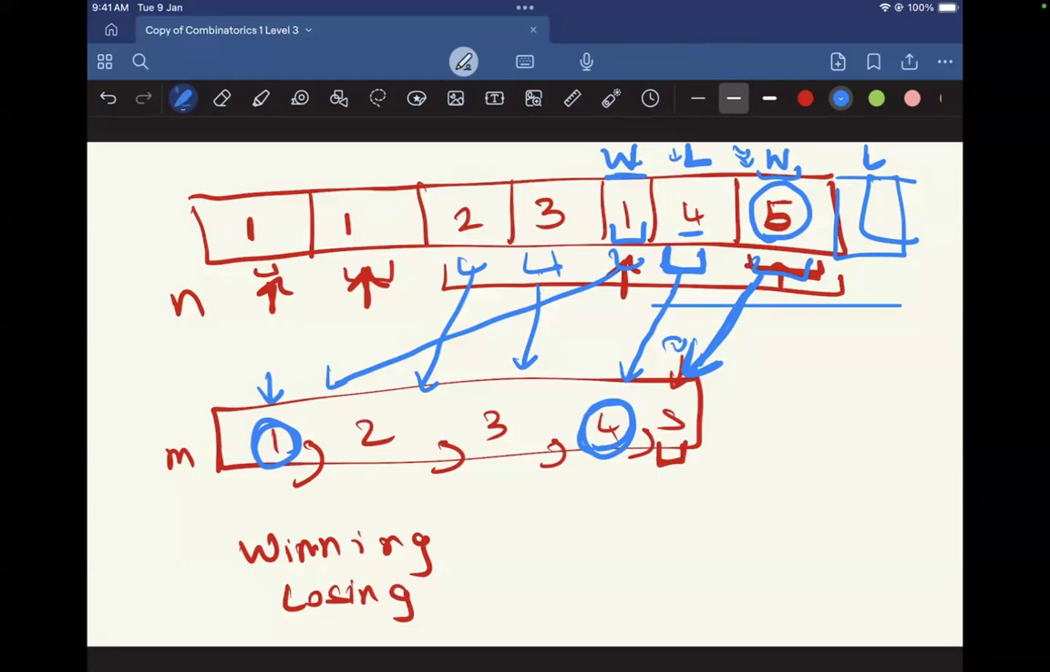Now, similarly, let's look at 3. If someone picks up 3, then their opponent would have to pick up this 4. There are no choices. All right. Now, since they have to pick up this particular 4 and this 4 is losing, can I say picking up this 3 is indeed winning?